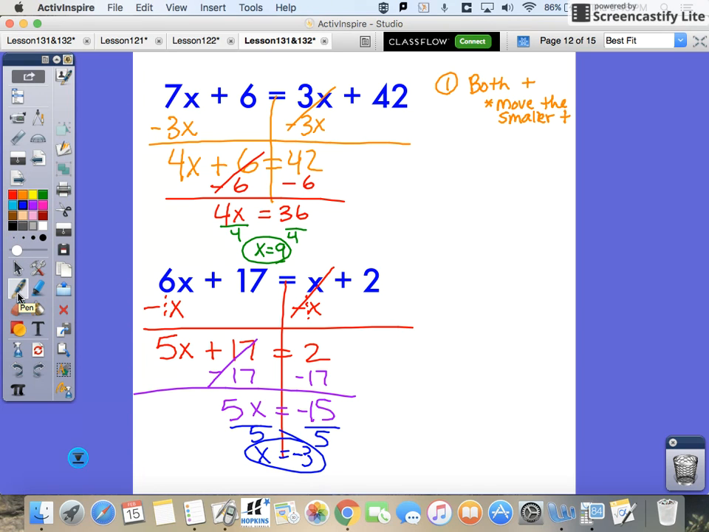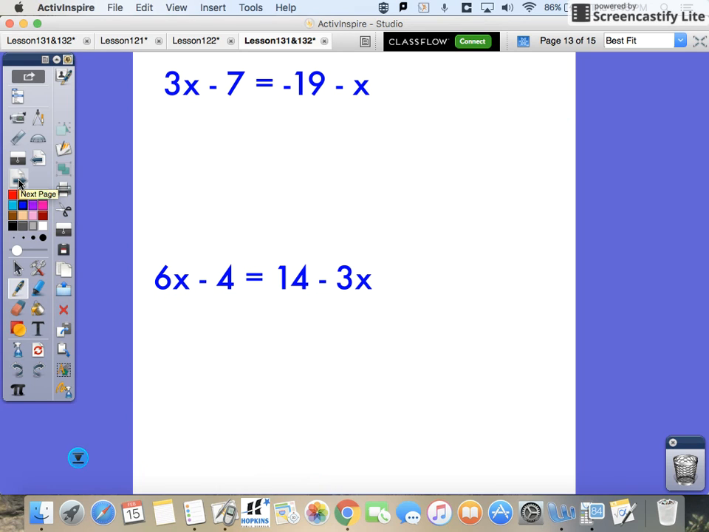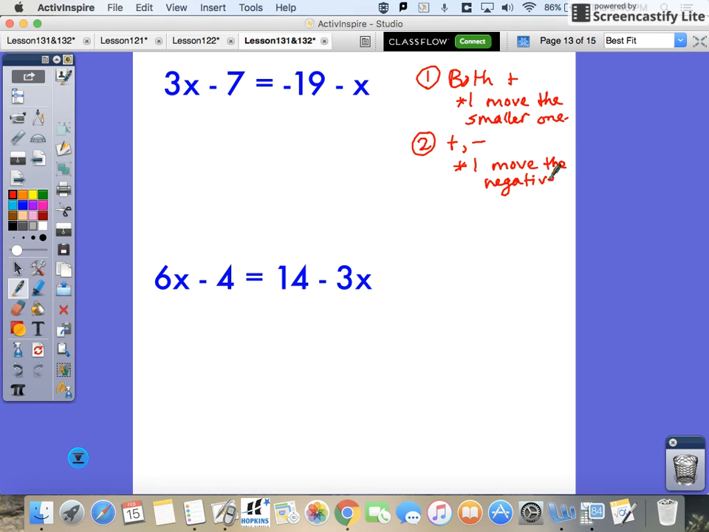All right. Now on the previous page I said if they're both positive, I move the smaller one. If it's a positive and a negative, I move the negative. I just don't like negatives, like I said. So I would drop that. Here I see a positive, here's a minus or negative. So I would do plus x, or like plus 1x.